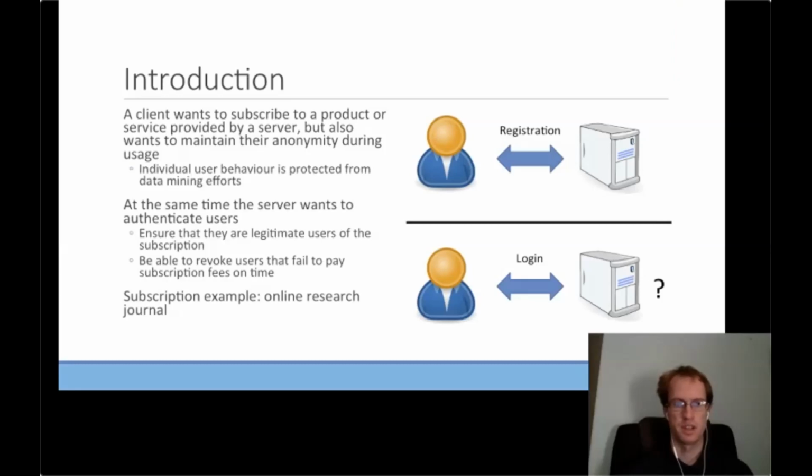We consider a concrete example of an online research journal, where the online research journal may want to understand individual browsing habits to learn what users are interested in. So the general model is we consider that the user first registers with a service and then at a later time logs into the service, but the server does not know which particular user is using the service. That's shown on the diagrams on the right on this slide.